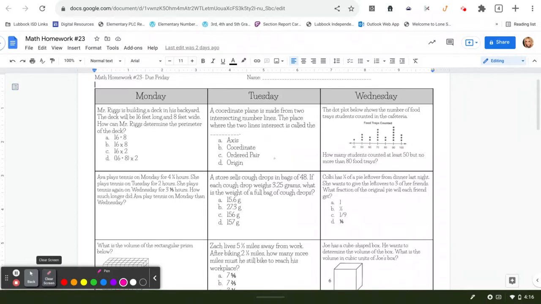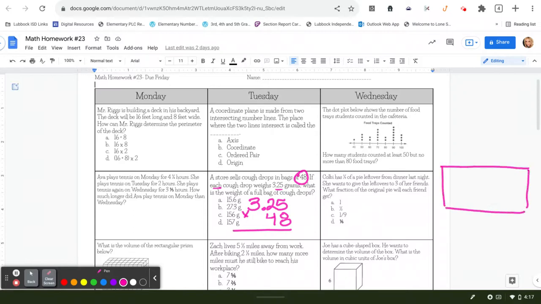A store sells cough drops in bags of 48. If each cough drop weighs 3 2/25 grams, what is the full weight of a bag of cough drops? Okay, so they're saying one cough drop weighs 3 2/25 grams, and there are 48 of those. So you're going to do 3 2/25 times 48. If you need an area model, you may set it up this way.